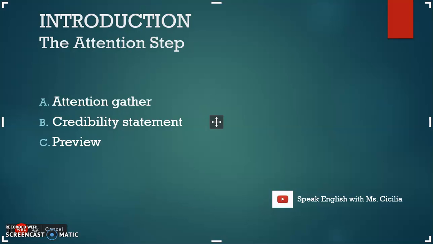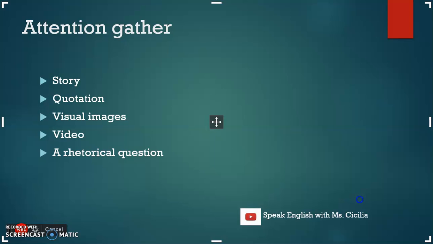Now let's begin with the first step of Monroe's motivated sequence. That is the attention step. In this step, you should include attention gatherer, credibility statement, and preview. Attention gatherer aims to get your audience interested in your topic. To do this, you can try either using a story, a quotation, a visual image, a video, or a rhetorical question that relates to your topic.